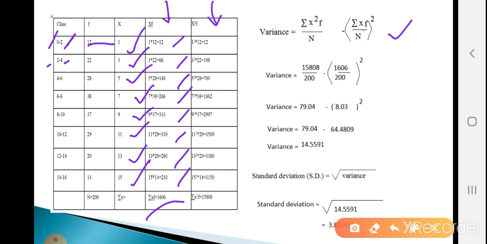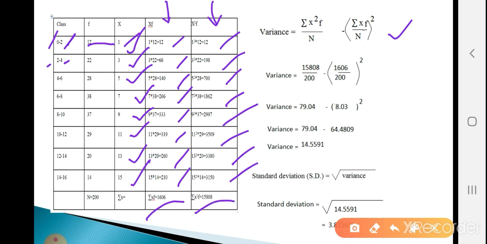Now the last column, x square into f, means just squaring the values of x and then multiplying by f. So 1 square into 12 is 12. Then 3 square into 22 is 198. Then 5 square into 28 is 700. Then 7 square into 38 is 1862. Then 9 square into 37 is 2997. Then 11 square into 29 is 3509. Then 13 square into 20 is 3380. And the last, 15 square into 14, is 3150. Now take the total of the last column.